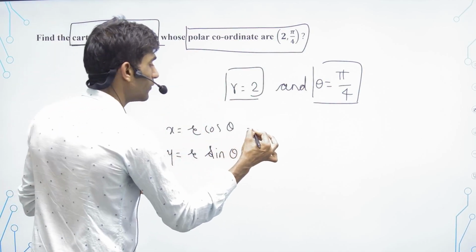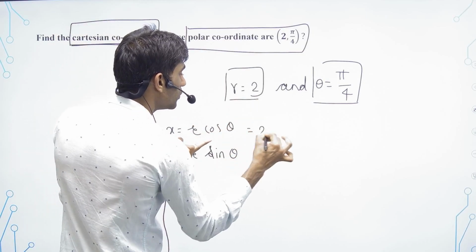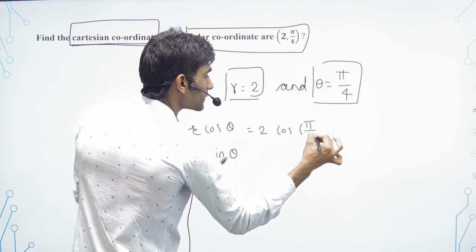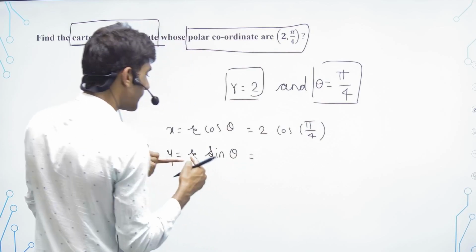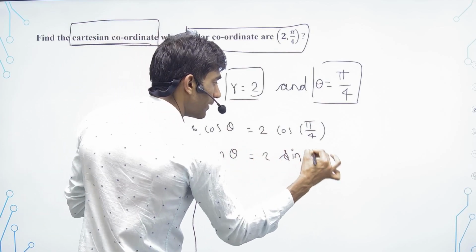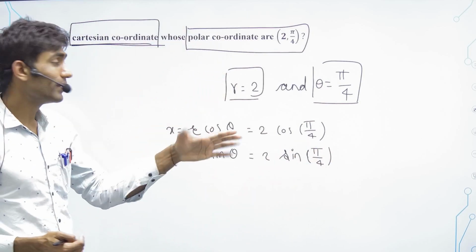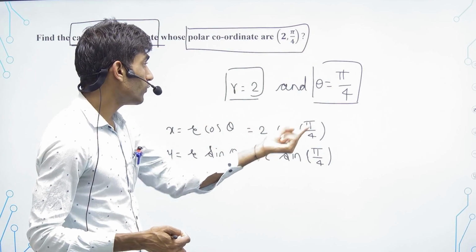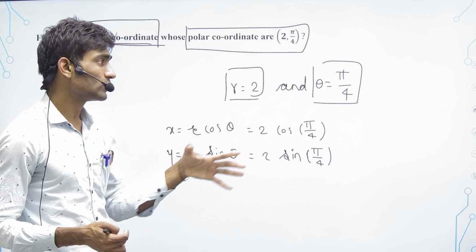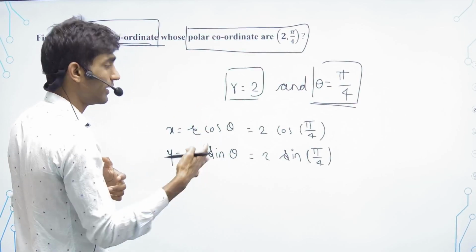Now substitute the value for r and theta. So we get x is equal to r cos theta, that means 2 times cos of pi by 4, and y is equal to 2 times sine of pi by 4. I just substituted the value pi by 4 for theta here, because theta is the same for sine and cos. We have the same theta, pi by 4. Now substitute that theta and you will get the answer.